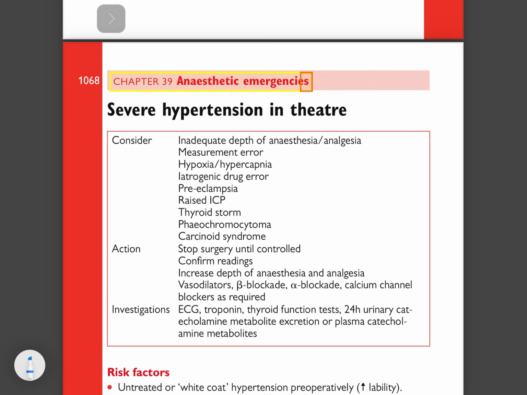Chapter 39. Severe hypertension and theatre risk factors.